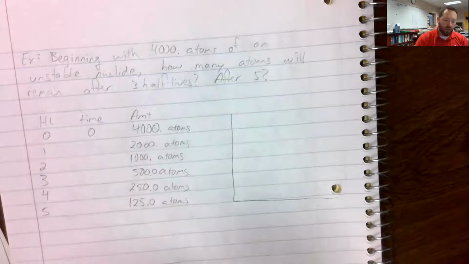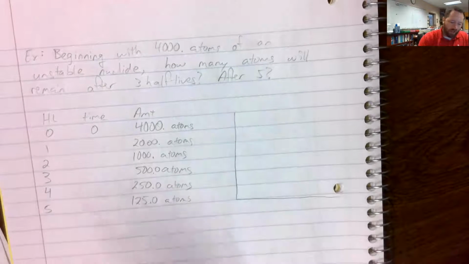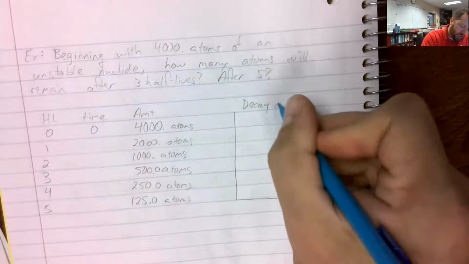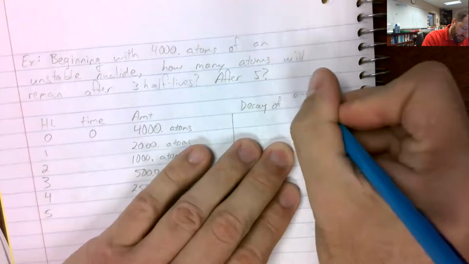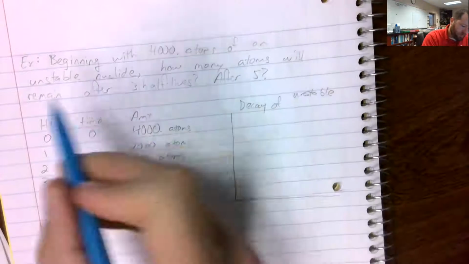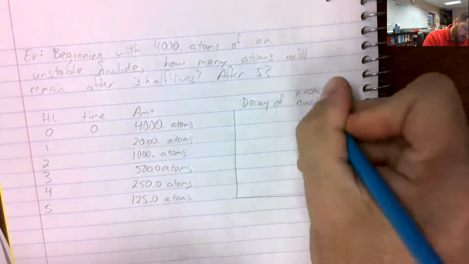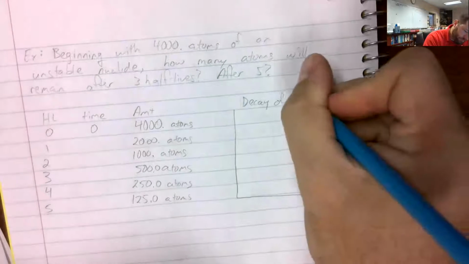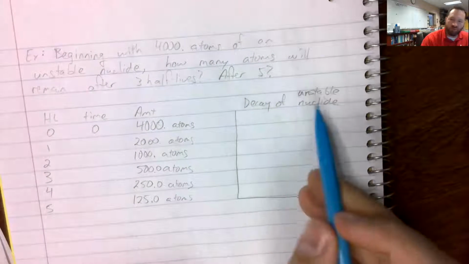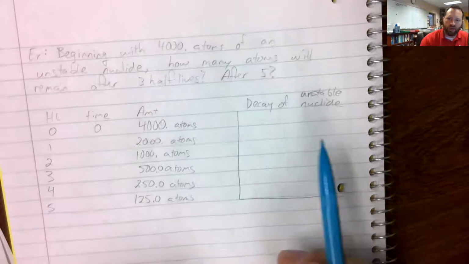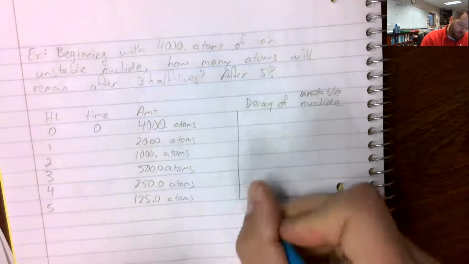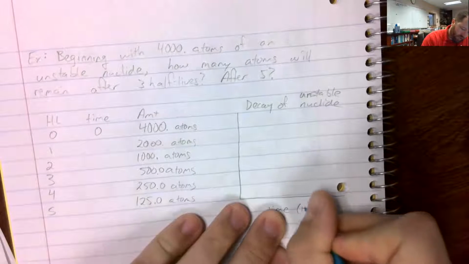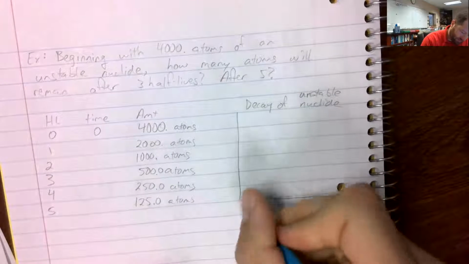We've got our data table made. First thing, once you get your graph kind of laid out, add a title. Now, this should be really easy. Decay of, what are we looking at? Well, this one's not as easy because we're looking at an unstable nuclide. They don't tell us which one. They usually will. But we're looking at an unstable nuclide. So just kind of give it that generic title there, unstable nuclide. On the bottom, we always put time. Now, we don't know exactly what time, so we're just going to put time in half-lives.